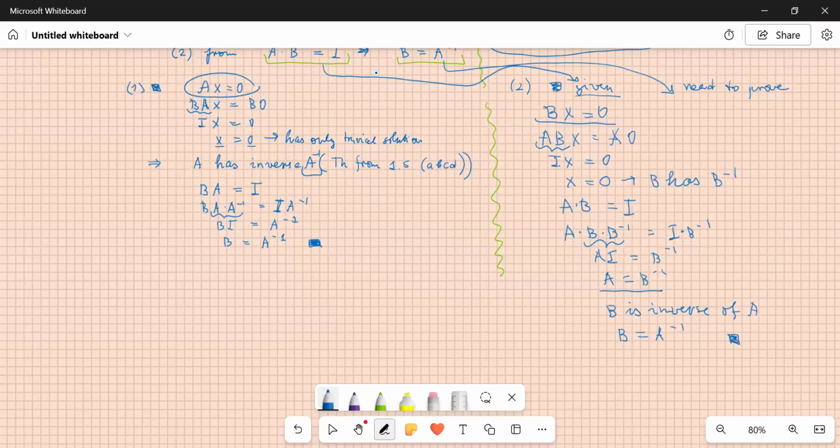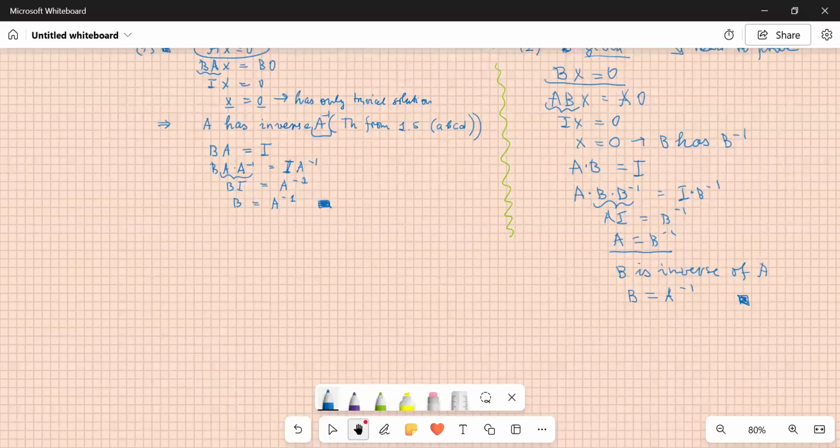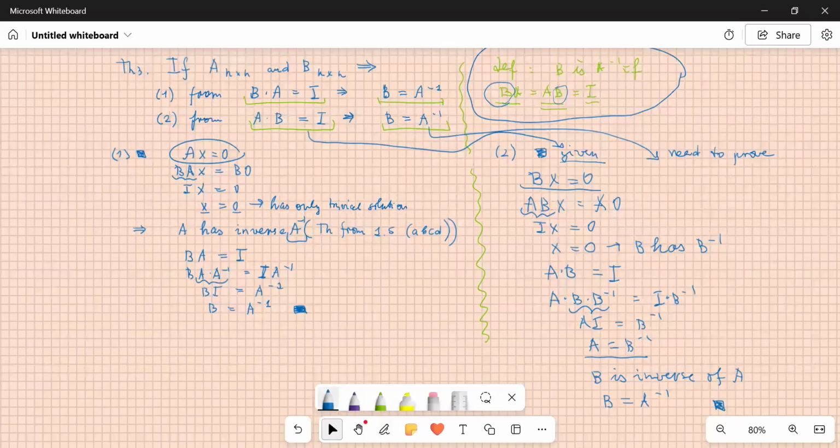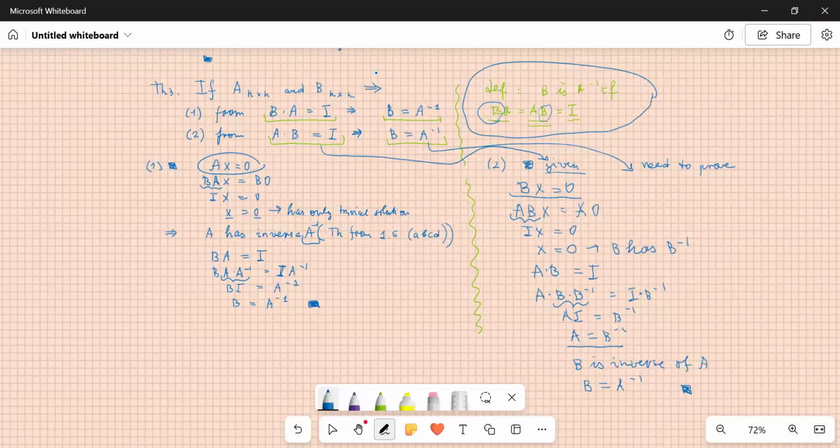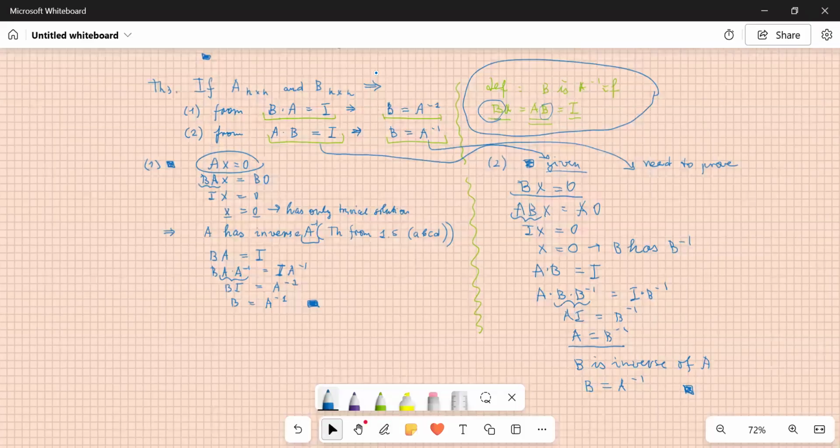Yes, I proved it. So now we don't need to prove both parts of the definition. We just can use one part of the definition. Very nice, right? I mean, kind of a long proof, but kind of a nice one, right?